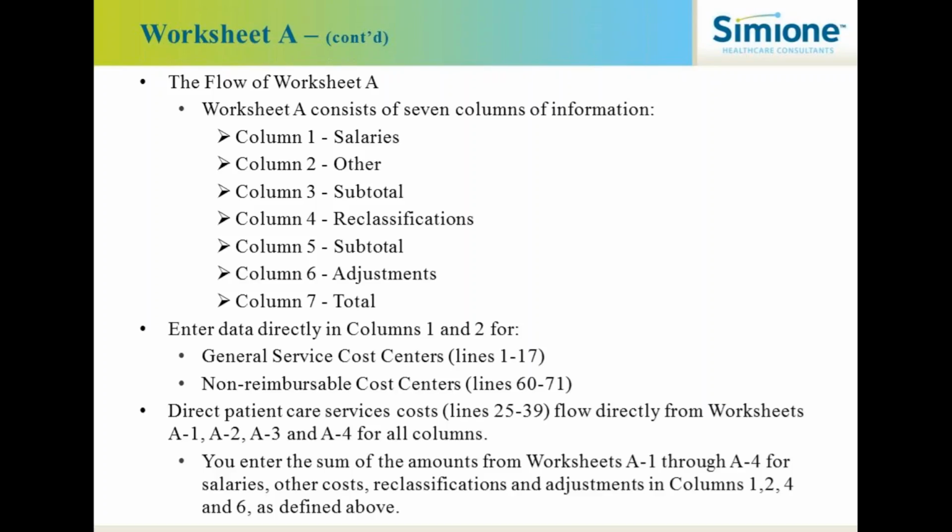So the flow of the worksheet, any data is directly entered into columns 1 and 2 for all the general service cost centers, which are lines 1 through 17, and for all the non-reimbursable cost centers, lines 60 through 71. All the direct patient care service costs, which are lines 25 through 39, will flow directly from the worksheets A-1 through A-4 for all columns. So remember, the detail for all your levels of care are reported on worksheets A-1 through A-4. Next slide, please.